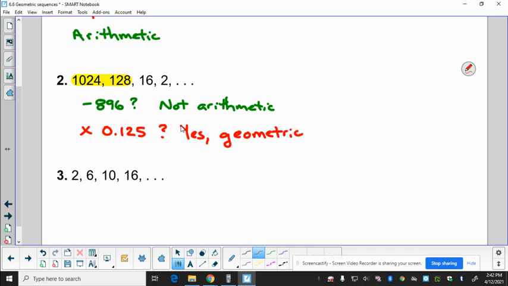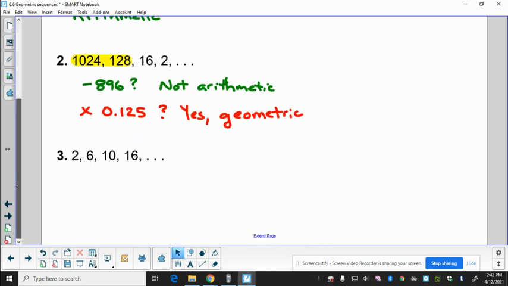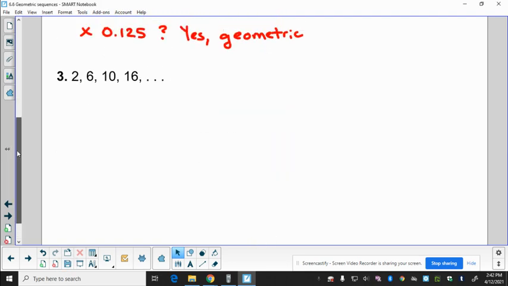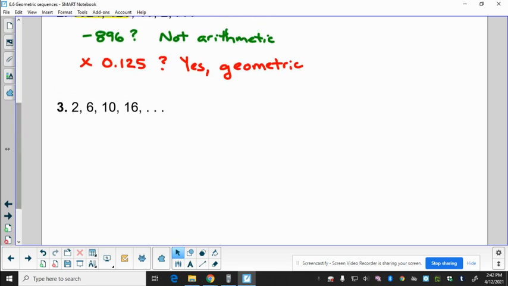Okay? Let's go down to number 3. What do you think about for that? All right, number 3. Look at those numbers. Let's start with a pair of numbers and use those to test.